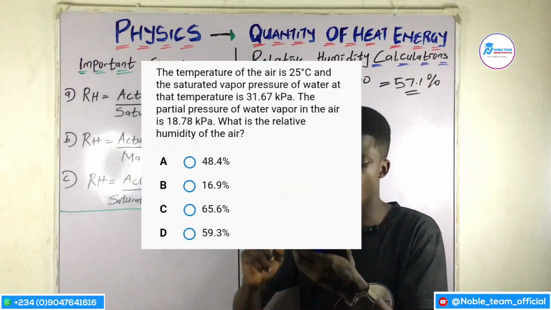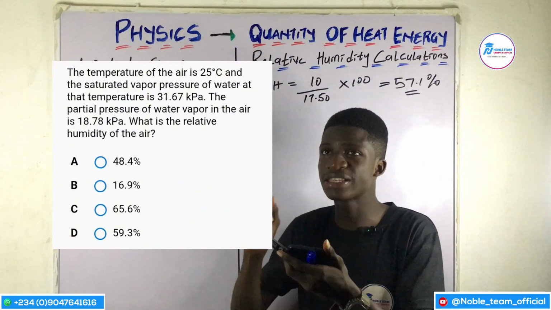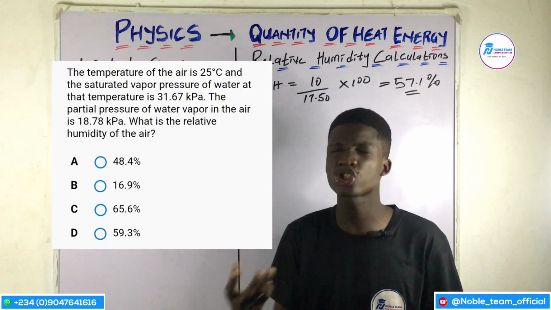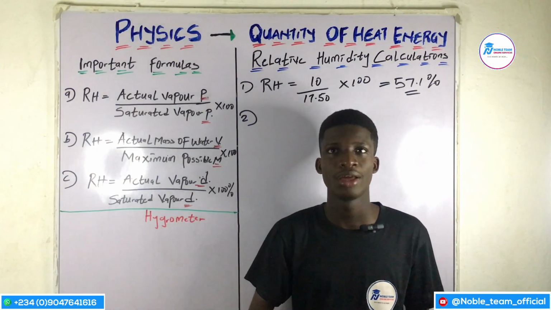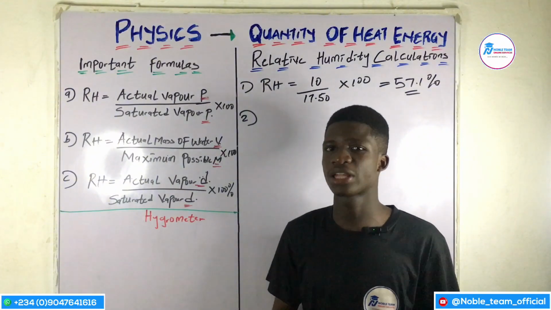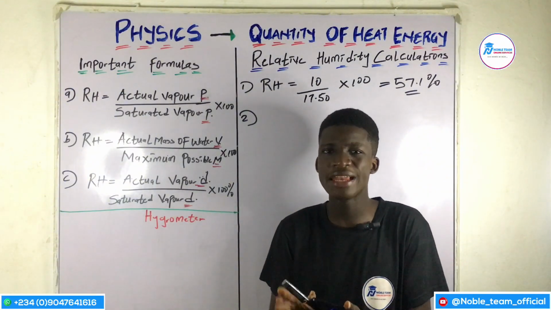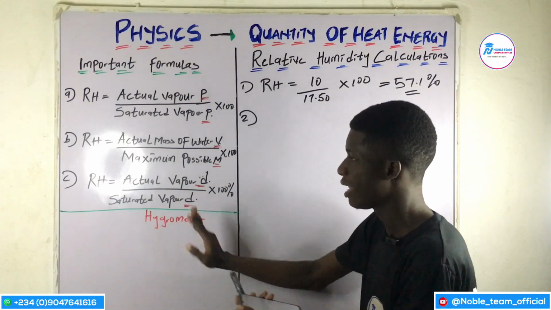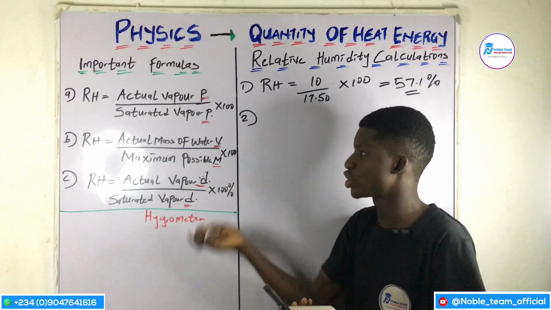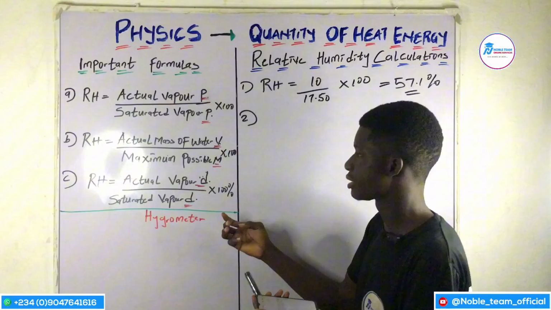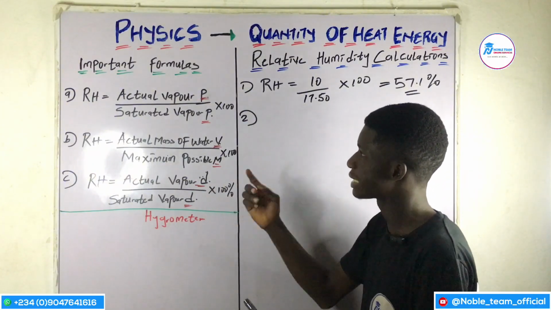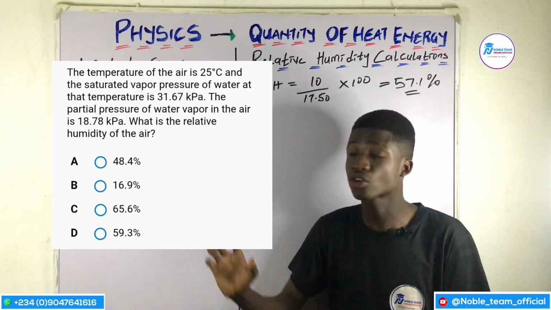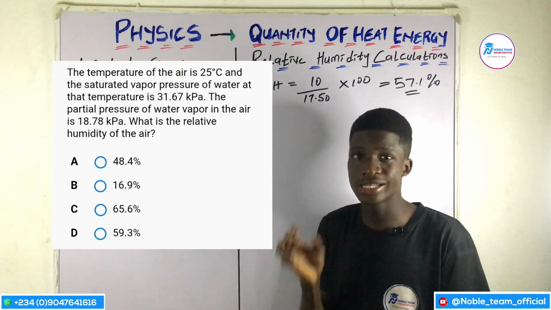The temperature of the air is 25 degrees Celsius. Now I want you to pay maximum attention here. When solving relative humidity, you don't have any business with temperature. So go through this formula. You see that I did not mention anything like temperature in our formula. All we see here is just density, mass, and pressure. So you don't have any business with temperature when it comes to the calculation aspect. This is the trick there.